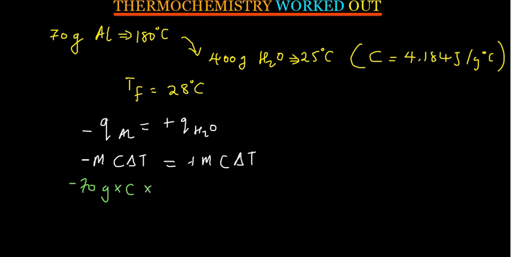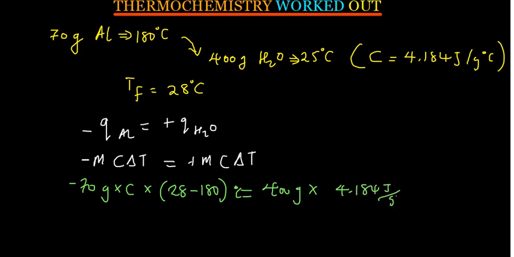And then the change in temperature. The final temperature is 28, the initial is 180. It says in degrees Celsius, we know that. And that is going to equal the mass of the water, 400 grams, multiplied by specific heat capacity 4.184 joule per gram degree Celsius, then multiplied by the change in temperature. The final temperature is still 28, but the water was at 25. This is in degrees Celsius.